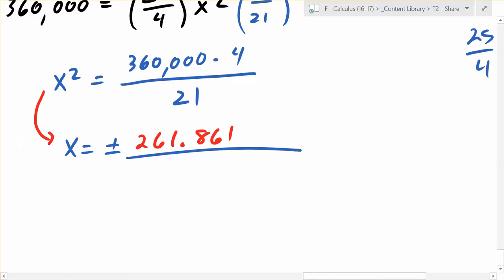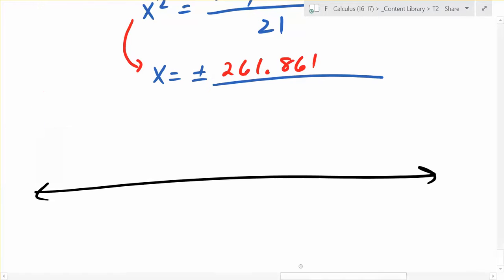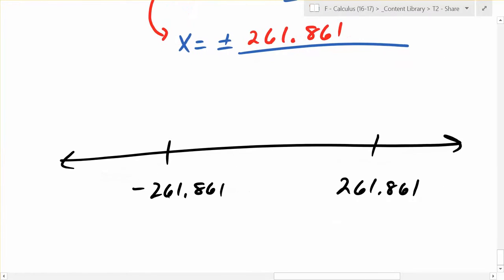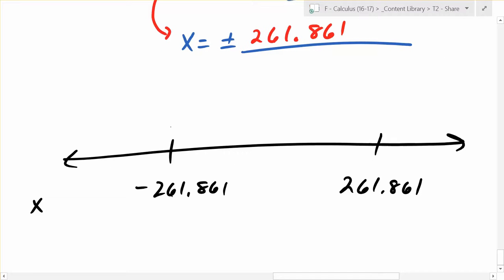right? Plus or minus it. So let's just check to see if you have negative 261.861 and positive 261.861. So then you need to make a sign diagram. And then which function do you use for the sign diagram? You have x, and then what value are you testing on top?